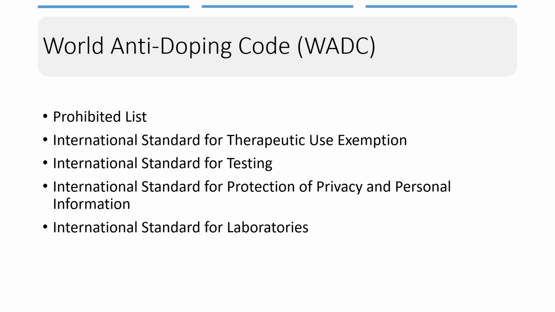So we've been talking about this new code, the World Anti-Doping Code. So what is in there? Now, it encompasses several critical components to ensure the integrity of sports and uphold fair competition. They consist of a prohibited substance list, the international standard for therapeutic use exemptions, the international standard for testing, the international standard for protection of privacy and personal information, and the international standard for laboratories.